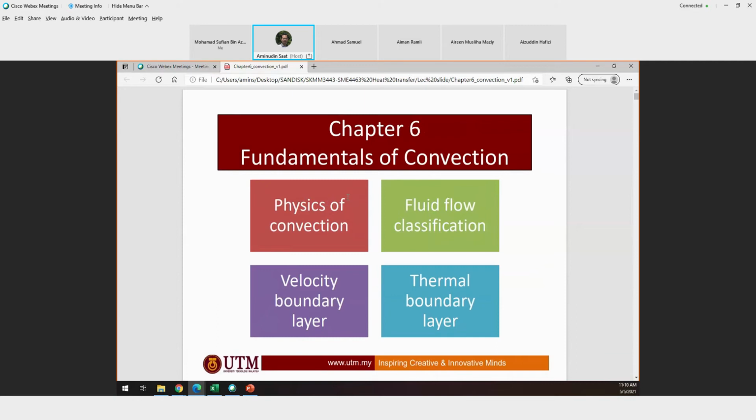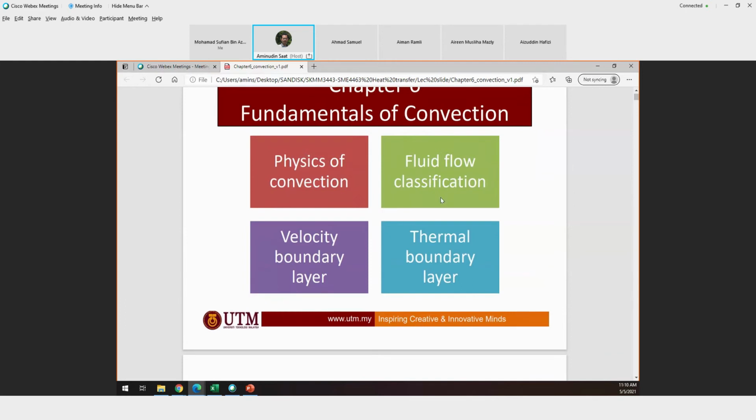and then because convection is heat transfer by fluid medium, you need to understand the fluid flow classification. Well, because conduction is related to the solid, but convection is related to the fluid. So under convection, you need to understand several characteristics of the fluid flow.